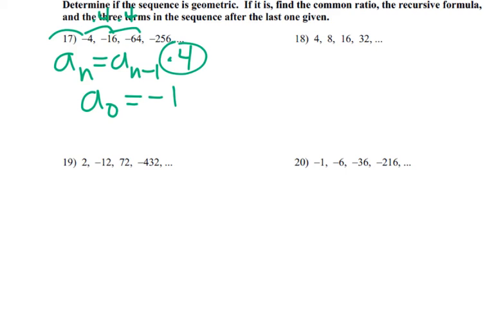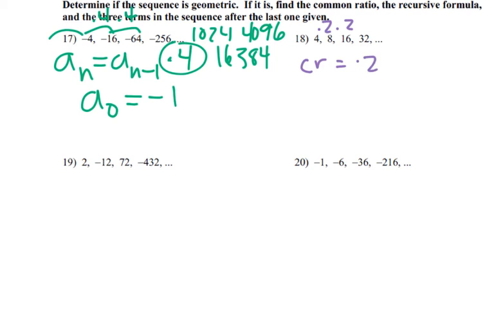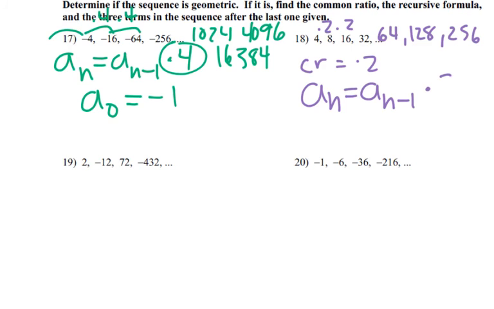Now, if we wanted to keep going on this, right, we just go 256 times 4. That's 1024 times 4 is 4,096 times 4, 16,384. Okay, for 18, our common ratio would be 4 to 8 to 16, we're times them by 2. Okay, so that would be 64, 128, and then 256. So recursive formula, a sub n equals a sub n minus 1 times 2. Then we would have to start with 2, right? Because 2 times 2 equals 4.